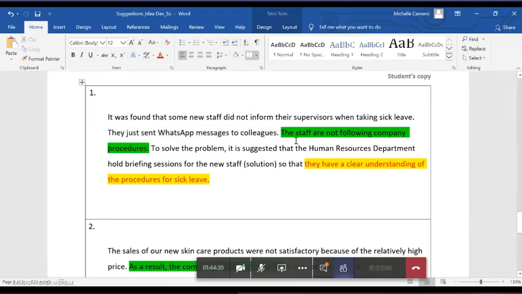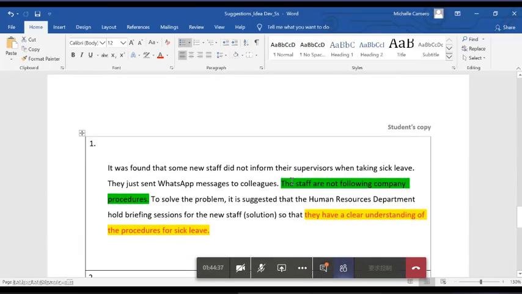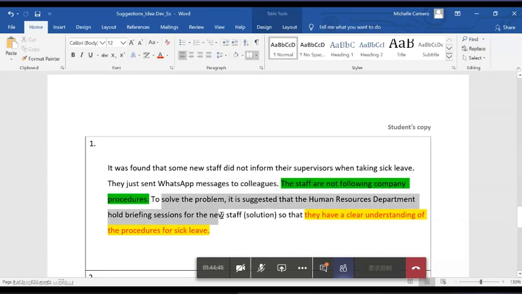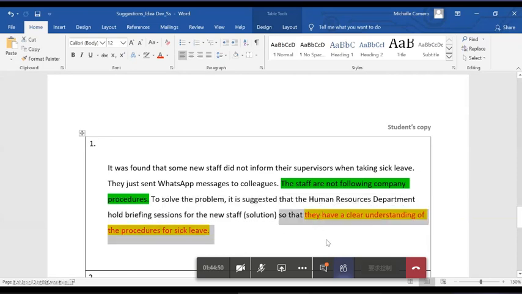All right, so remember the green is explaining the negative effect of the problem on the company or customers. So you can say the staff are not following company procedures. So how do we fix that? What's the solution? To solve the problem, it is suggested that the Human Resources Department hold briefing sessions for the new staff. That's the solution. So that they have a clear understanding of the procedures for sick leave.